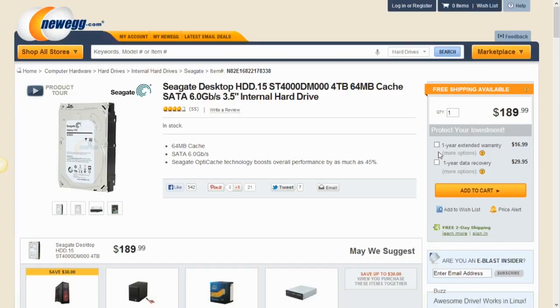Yeah, the amount of storage you can get for just dirt cheap. I like this 4 terabyte Seagate drive. It's $189. If you want a cheap data drive or cheap backups, just do it.